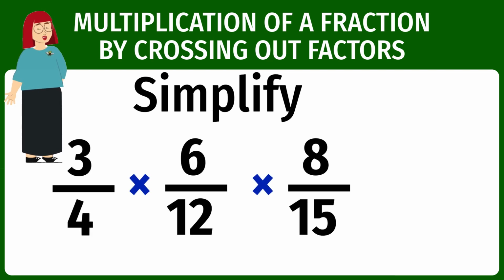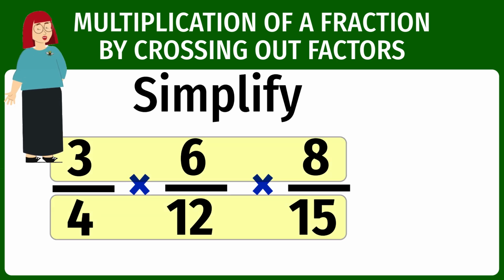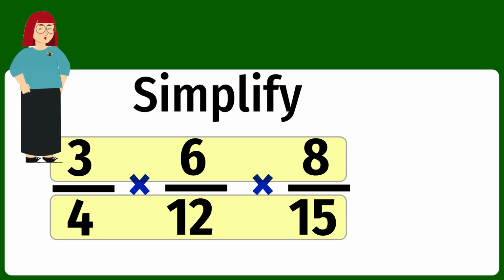Simplify 3 by 4 into 6 by 12 into 8 by 15. One way is obviously to multiply all the numerators together and multiply all the denominators together, and reduce the resulting fraction to the lowest terms. However, let's learn a different way to do it faster.